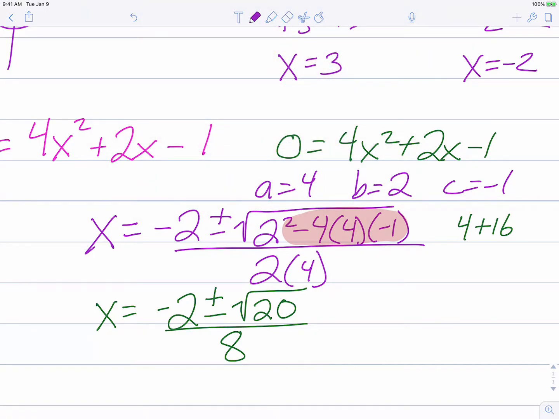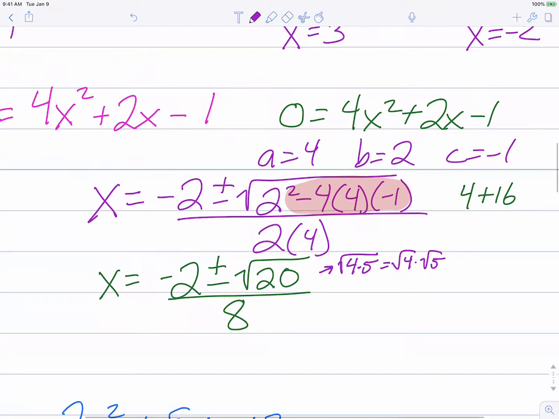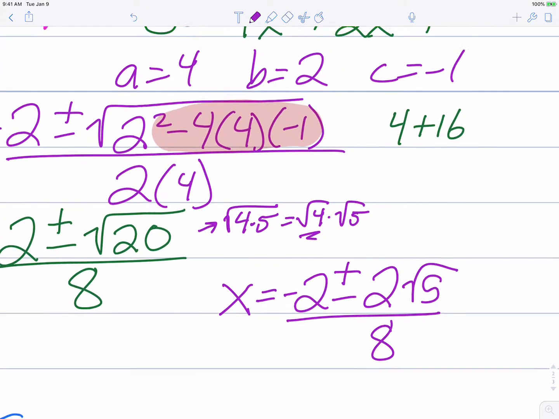However, if you remember simplifying radicals, 20 is 4 times 5, and the square root of 4 times the square root of 5, you can separate those out. So you would have negative 2 plus or minus, the square root of 4 is 2, root 5, over 8. So it's another form.